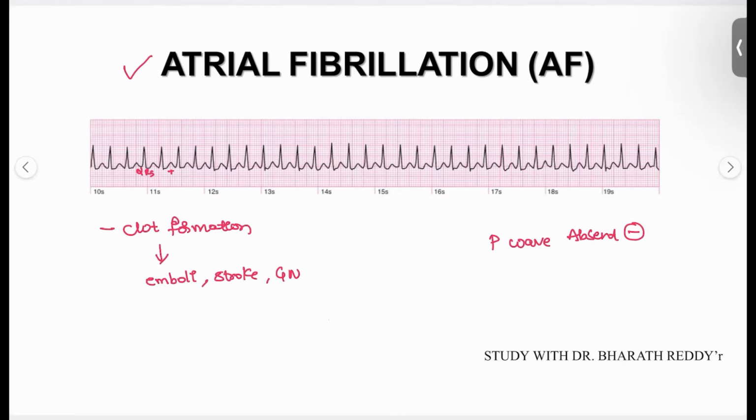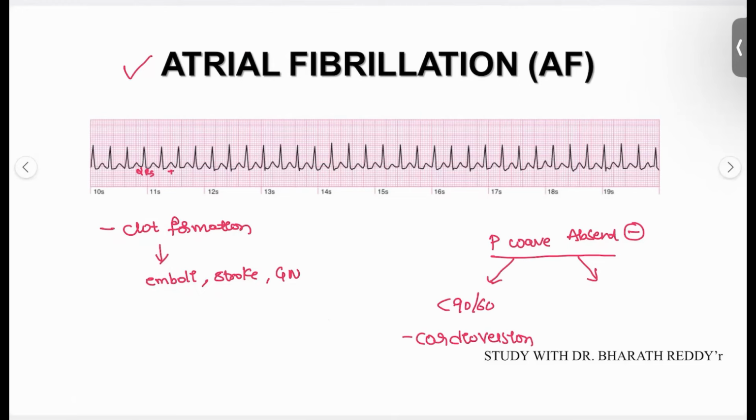What is the treatment then? Let's say that the patient is presented with P wave absent atrial fibrillation, and the patient is having less than 90 by 60. That means that the patient is hemodynamically unstable. Then you have to do the cardioversion. Okay, immediately you have to do the cardioversion for this patient.